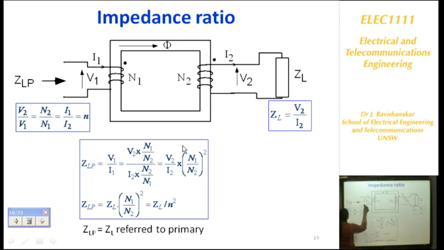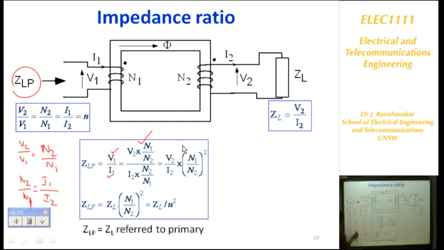Now what is ZLP? This is the impedance on the primary side. So ZLP can be written as the voltage on the primary side over the current on the primary side, V1 on I1. From the voltage ratio, because V2 on V1 equals N2 on N1, I can write V2 equals V1 times N1 on N2. Similarly, for the currents, N2 on N1 equals I1 on I2. Therefore, I can write I1 as I2 times N2 on N1.